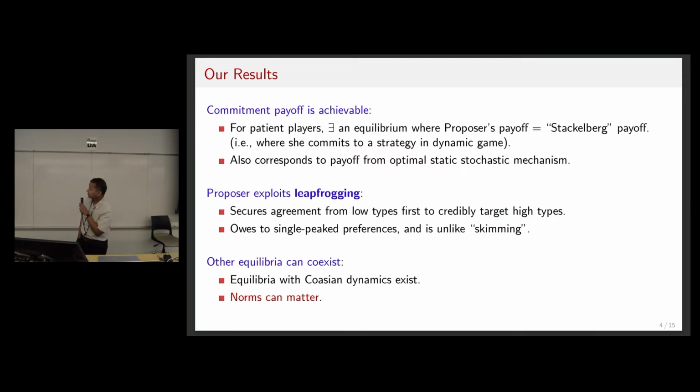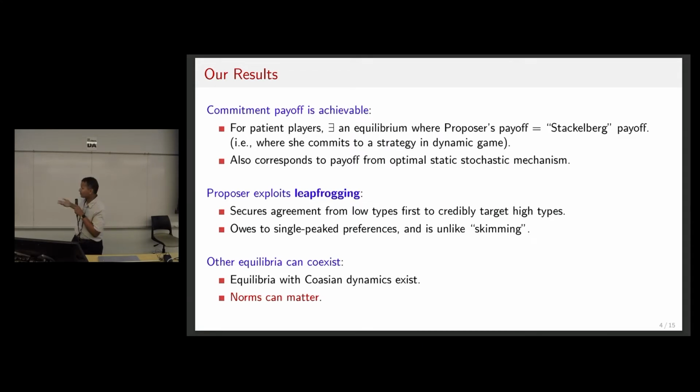The second punchline from our analysis is that this proposal is going to exploit something that we call leapfrogging, where instead of starting off with an aggressive proposal that the proposer likes and moderating after rejection, the proposer might actually start off with a very low proposal and then later make proposals that are closer to the proposer's ideal point. And this owes to the single-peaked preferences that are at the core of our analysis and is unlike the skimming equilibria that we typically think of in durable good monopoly.